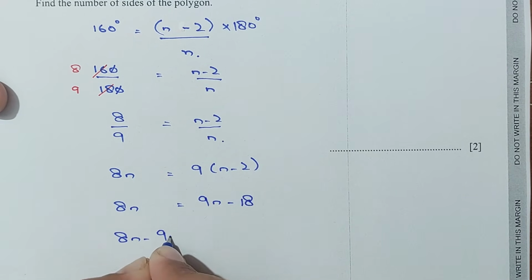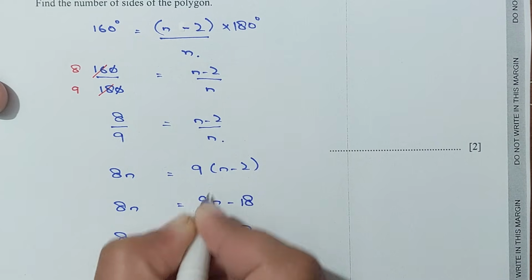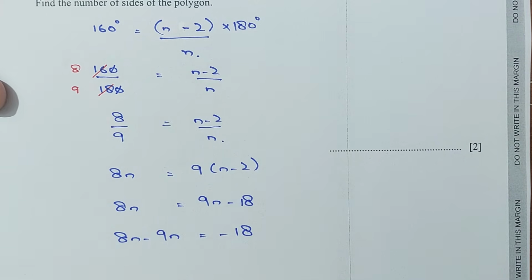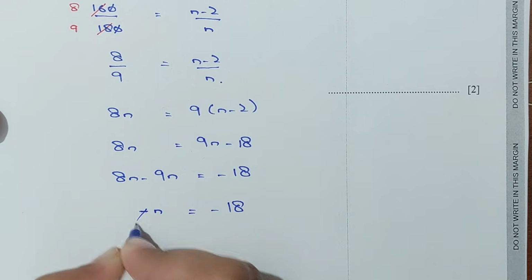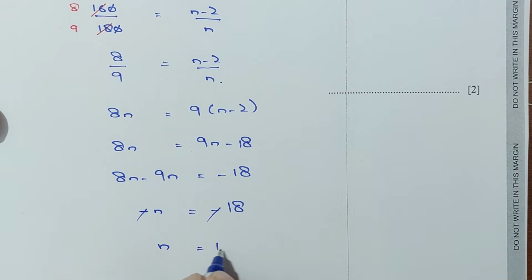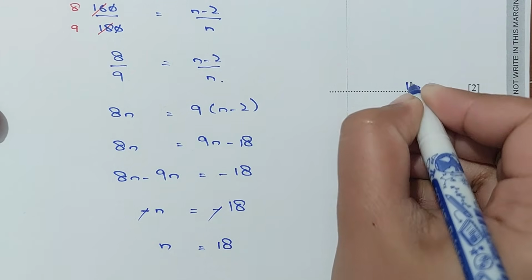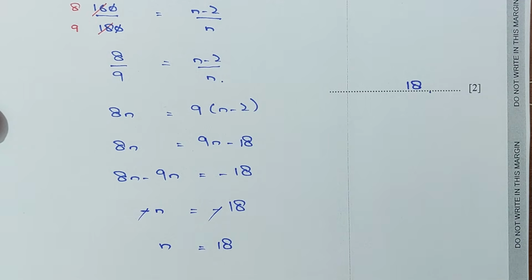8n minus 9n would be equal to minus 18. Shifting this 9n to the other side, it becomes negative. So minus n is minus 18. The negative sign is cancelled out, n equals 18. So the number of sides is 18 for that polygon.